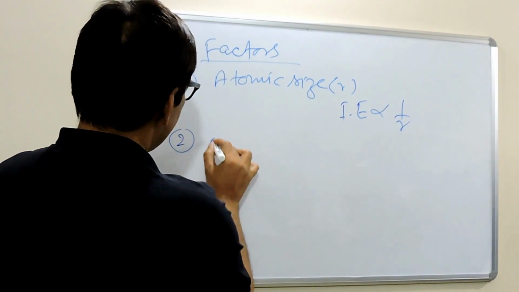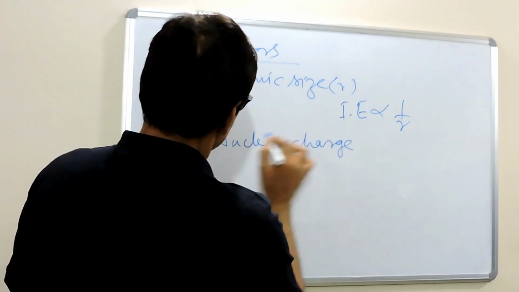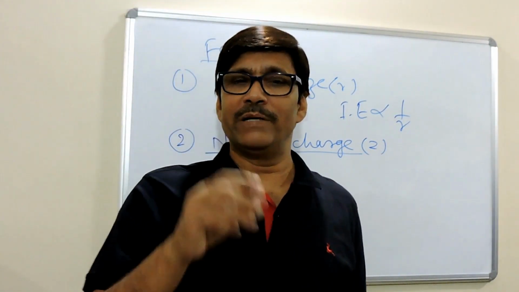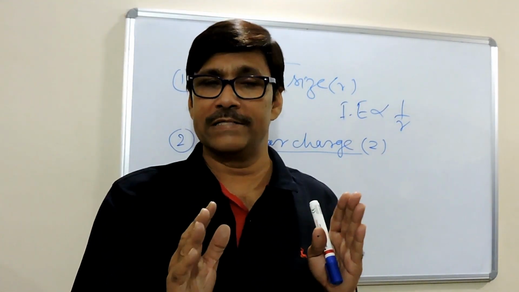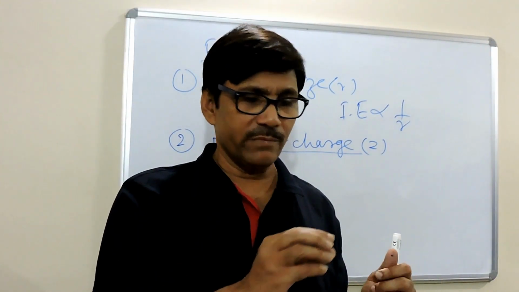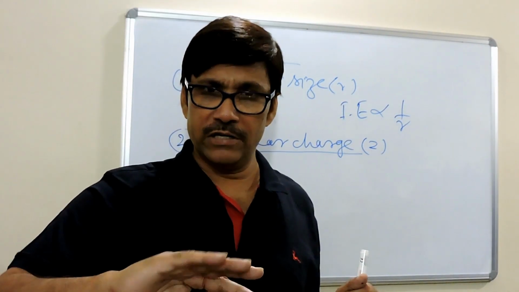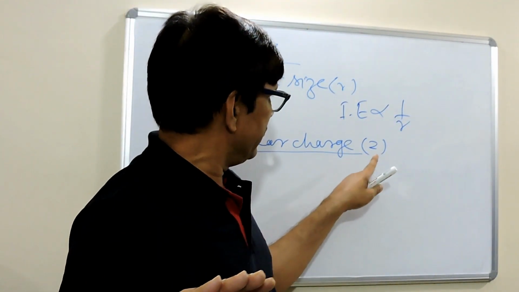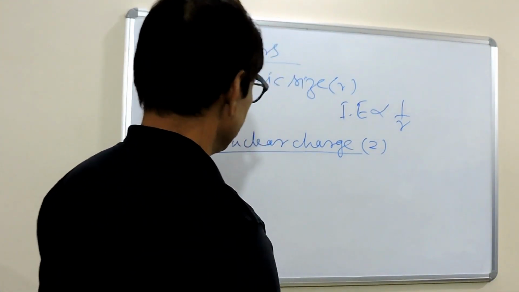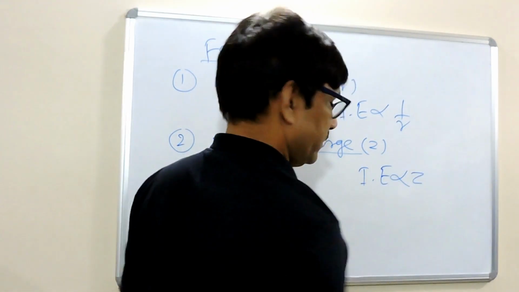Second, nuclear charge. Nuclear charge means how many positively charged protons are present in the nucleus. With more protons in the nucleus, the force of attraction between the nucleus and the last shell electron will be strong and it will be difficult to remove the electron. So with an increase in nuclear charge, the ionization potential will increase. So ionization potential or ionization energy is directly proportional to Z.